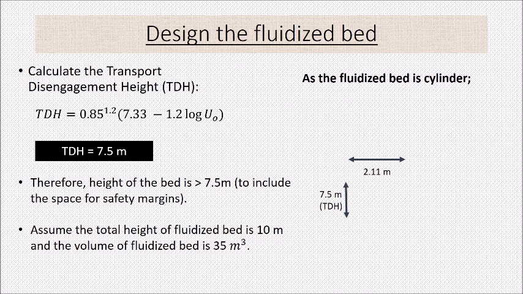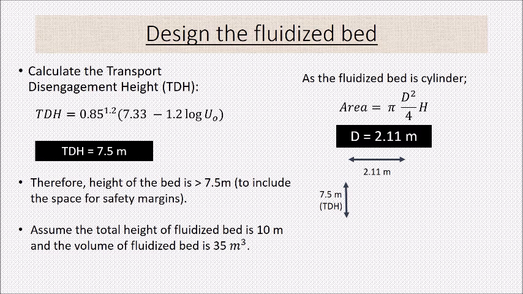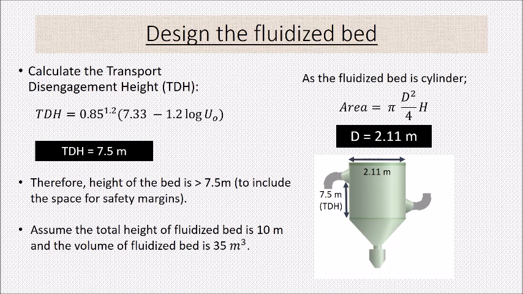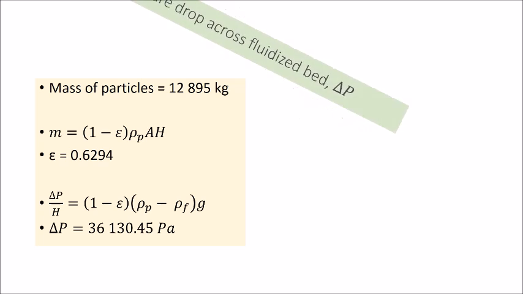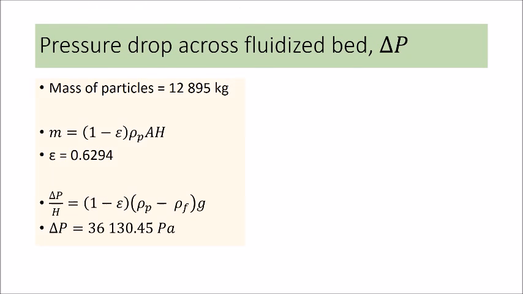Assume the total height of fluidized bed is 10 meter and the volume of fluidized bed is 35 meter cube. The fluidized bed is a cylinder and the diameter is 2.11 meter. The pressure drop across fluidized bed: the mass of particles and the voidage are calculated, and the pressure drop is 0.36 bar.